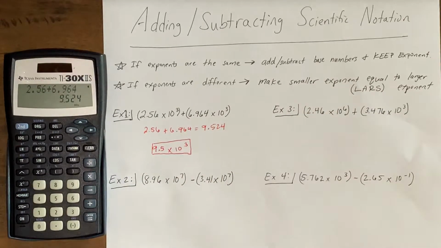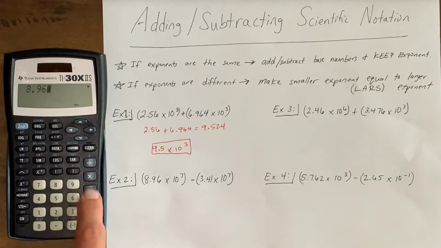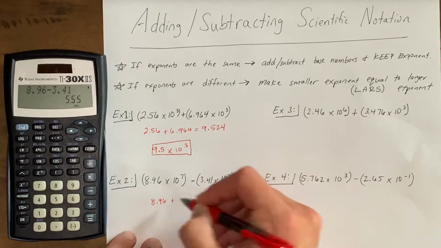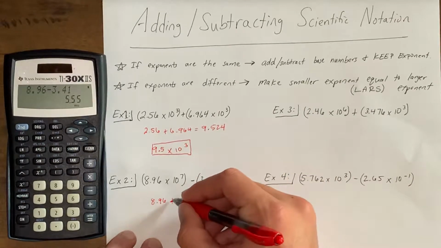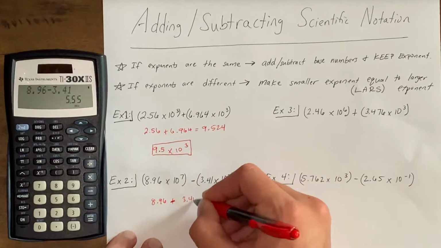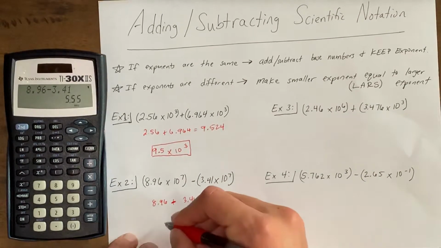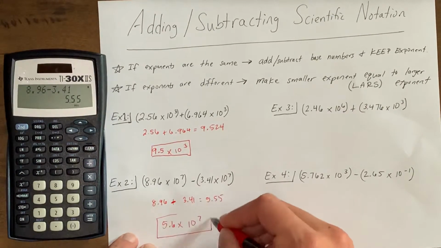Okay, example 2, 8.96 times 10 to the 7th minus 3.41 times 10 to the 7th. Once again, the exponents are the same. So I go to my calculator and I do 8.96 minus 3.41, which gives me 5.55. So I write that step, 8.96 minus, that's a minus sign there, subtraction, 3.41, and that gives us 5.55. If I want to round to the nearest tenth, I could say 5.6 times 10 to the 7th. So I keep the same exponent.